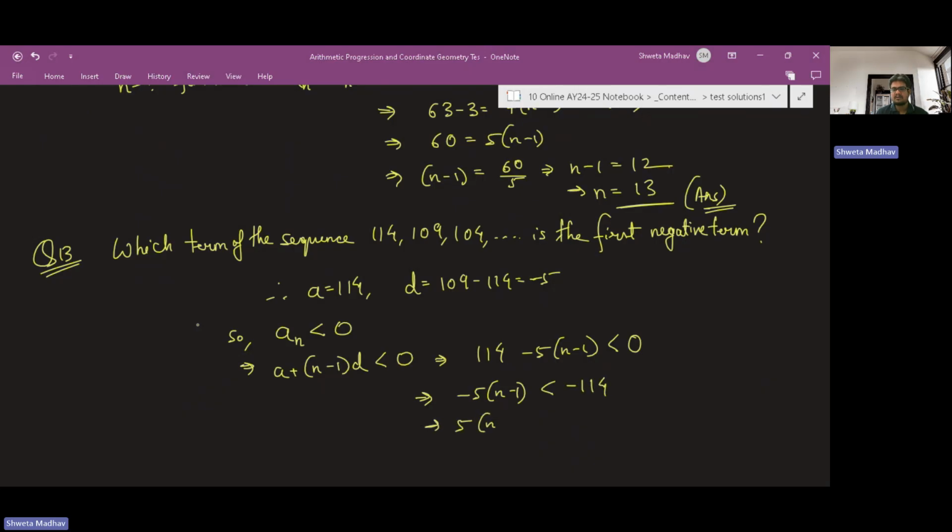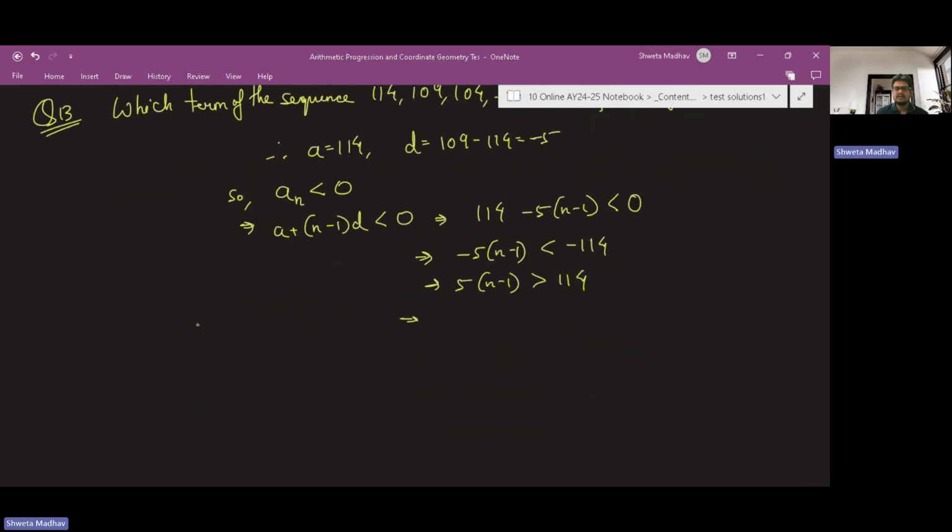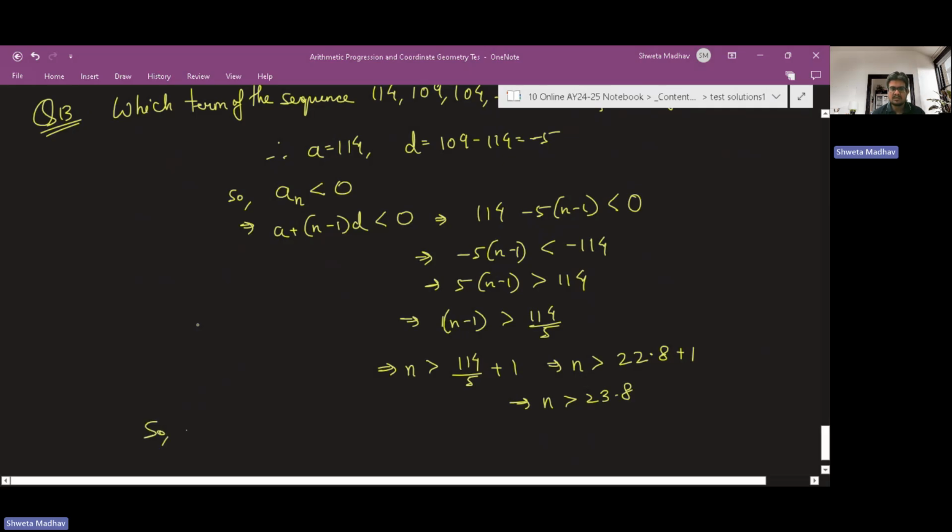So it means 5 into n minus 1 should be greater than 114. So n minus 1 should be greater than 114 by 5, which means n should be greater than 114 by 5 plus 1. 114 by 5 is 22.8, plus 1, so n should be greater than 23.8. So n should be a whole number, hence I can say n is equal to 24.